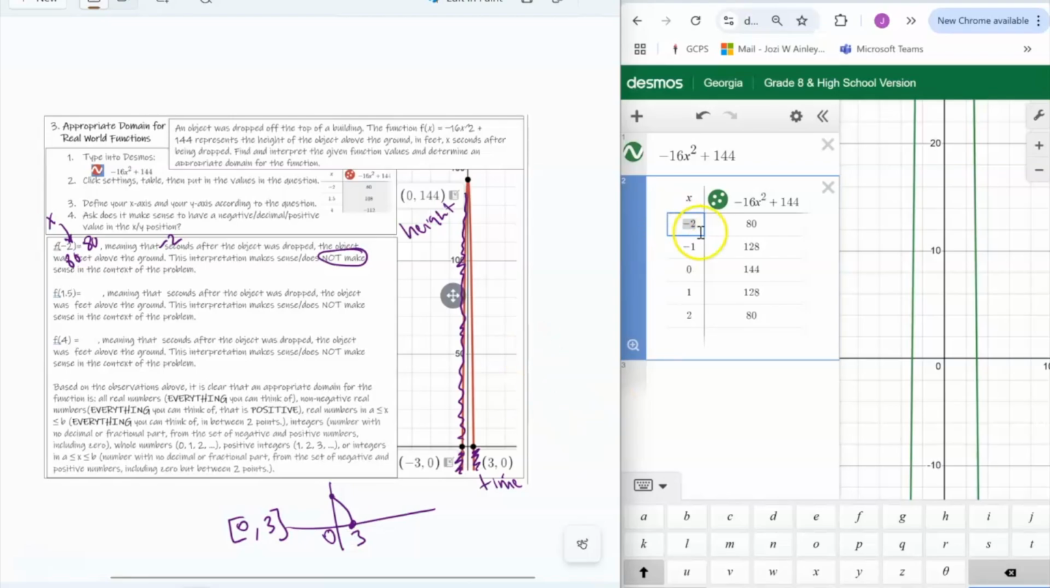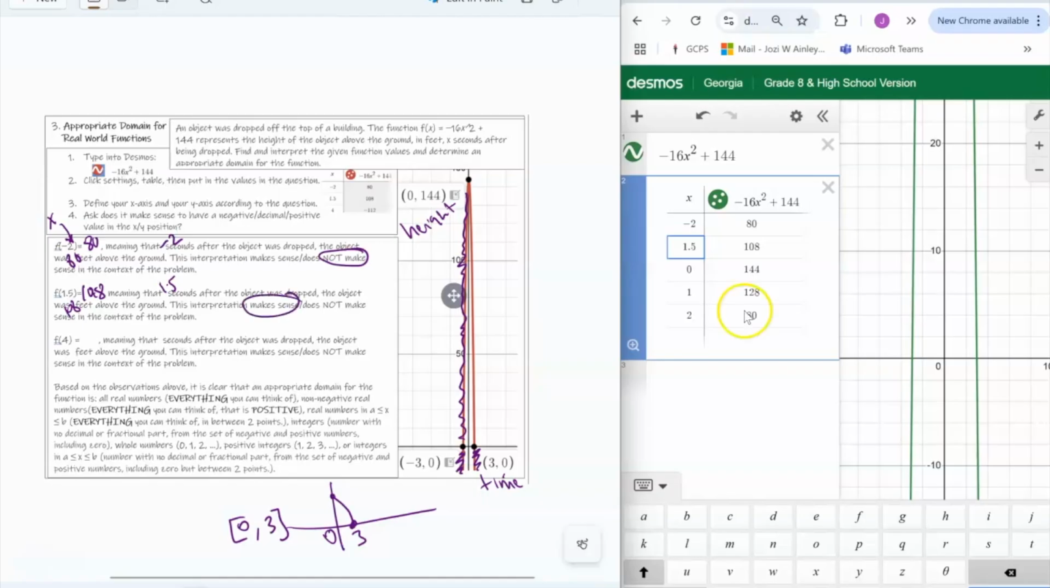What about when you have 1.5? That's positive 1.5. So now it's checking, can I have 1.5 of a second? And I can. We'll see if it makes sense. So we are saying f of 1.5 is 108. All right, meaning that 1.5 seconds after the object was dropped, the object was 108 feet from the ground. Does that make sense? After 1.5 seconds, the object's 108. Sure, because I can have half a second. So this makes sense.